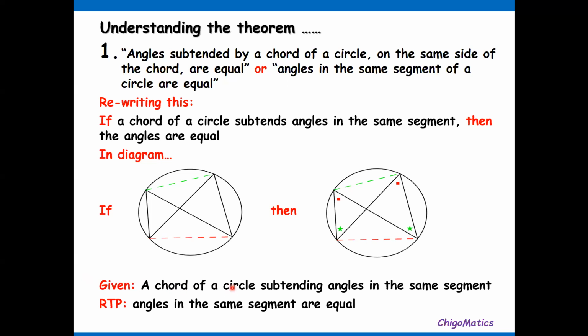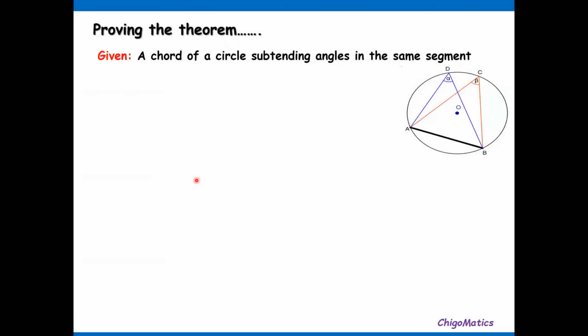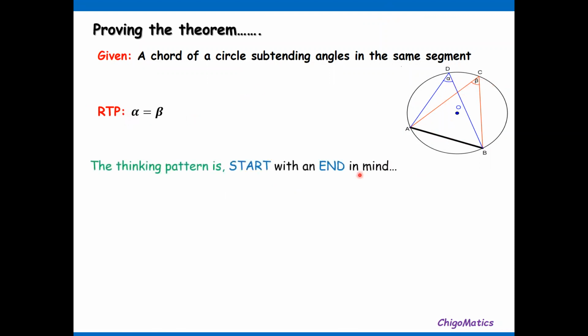So the given represents the hypothesis. They are required to prove the conclusion. Now, to prove the theorem, all we are saying is we are given the chord AB, and it is subtending the angles I have labeled alpha and beta. So we need to show that alpha and beta are equal.